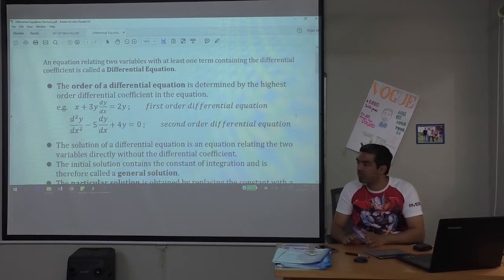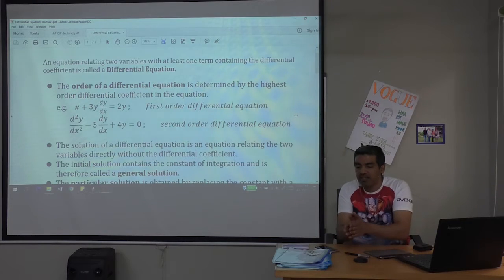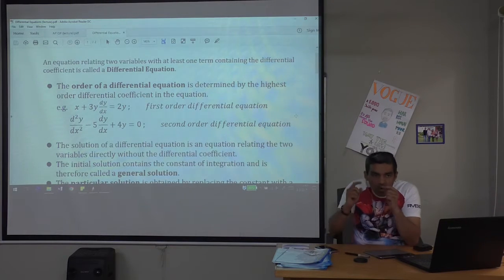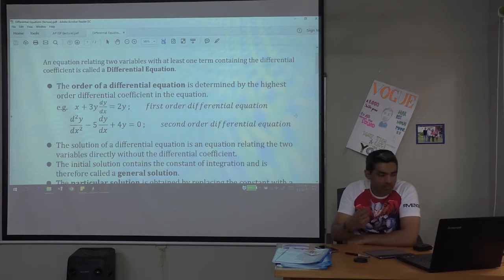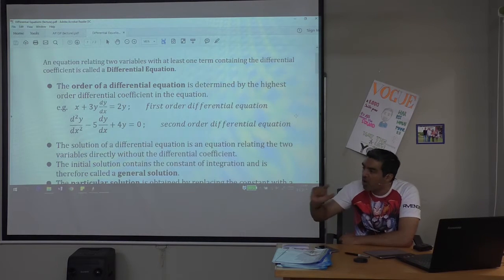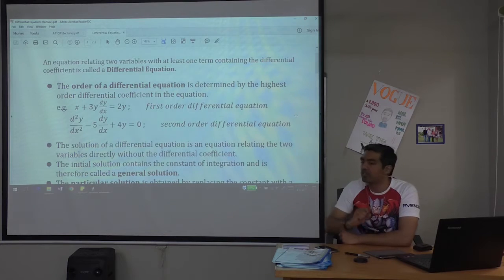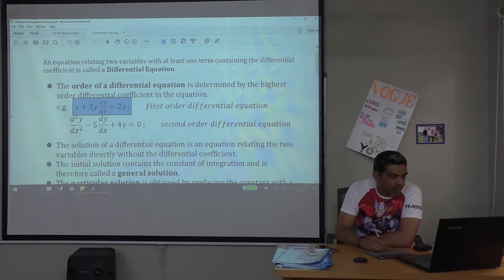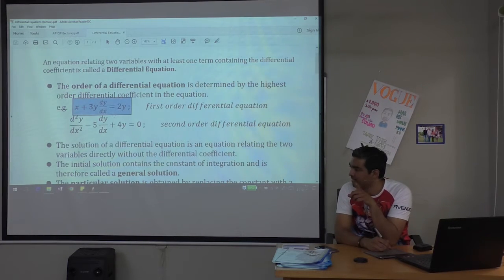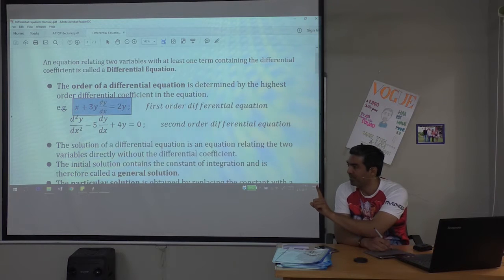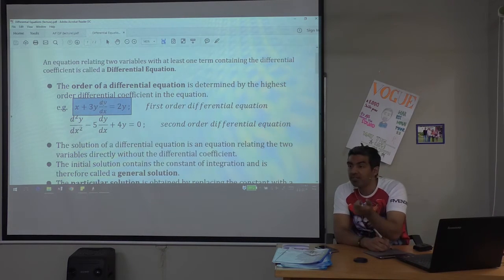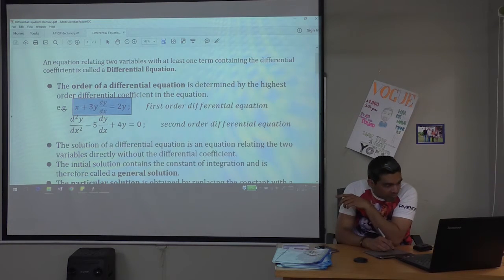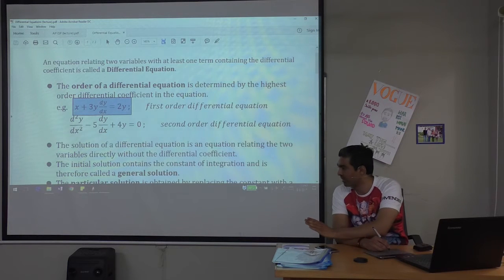Now within ordinary differential equations, how do we classify different differential equations? We classify them according to their order. The order of a differential equation is determined by the highest order of the differential inside it. If you look at this example, there's only one dy by dx in it. This is a first derivative, just a first derivative, right? Therefore, it's a first order differential, and therefore this equation is a first order differential equation.